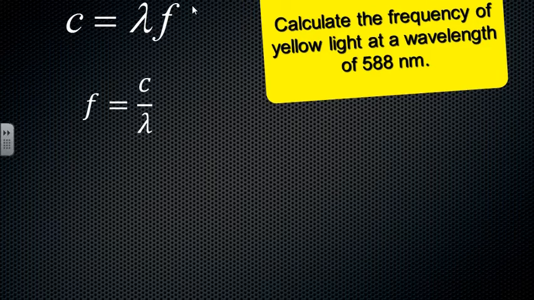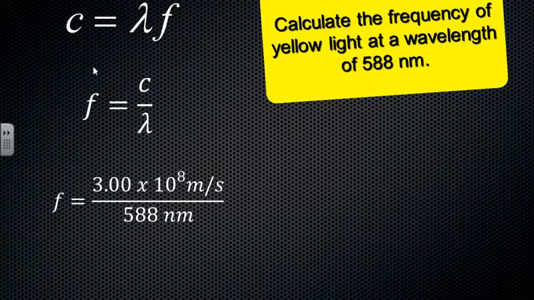And this is what I want to see. All right, then plug in your numbers. We know that C is the speed of light, so it's 3 times 10 to the 8th meters per second. And then we know our wavelength, it gives us that in our problem. So it's 588 nanometers. Okay, now before you move on, notice how meters and nanometers, those are two different units. So you want to convert nanometers into meters.